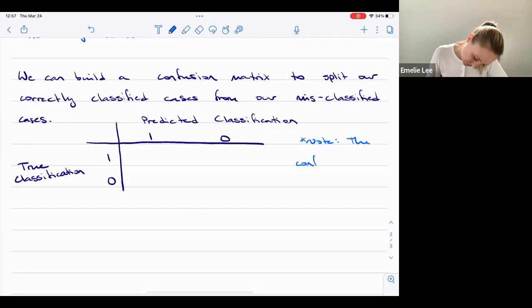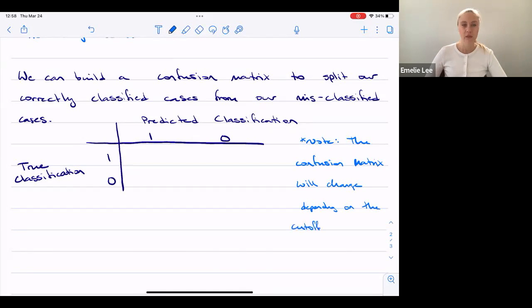Note the confusion matrix. I can't spell matrix today. Well, there's a lot of things I can't spell today. So the confusion matrix will change depending on the cutoff. The cutoff for classifying as case 1 or case 0, right? But I'll just call it the cutoff.